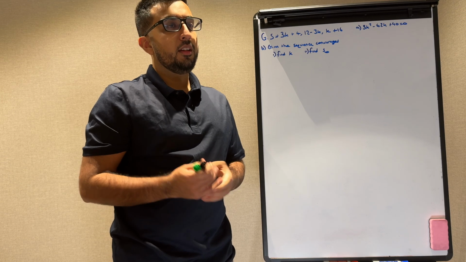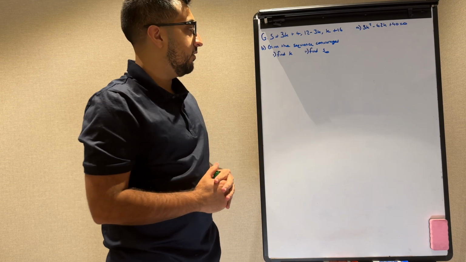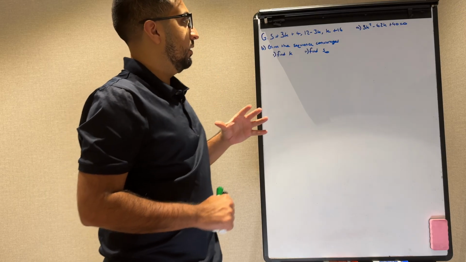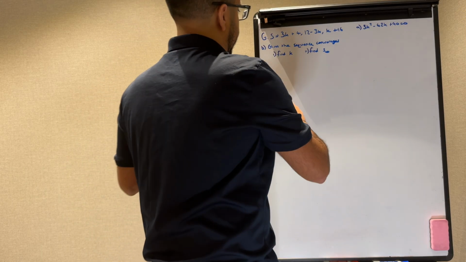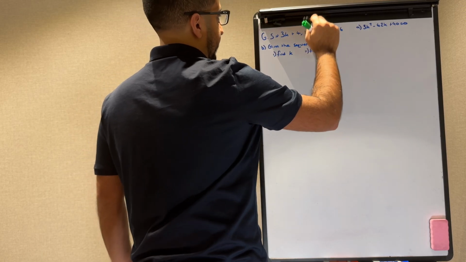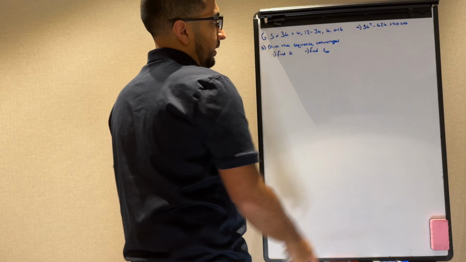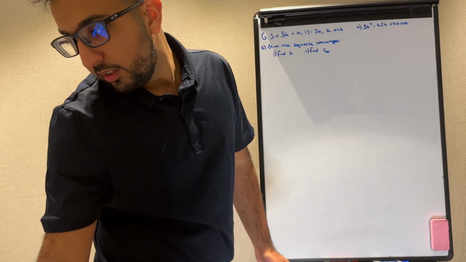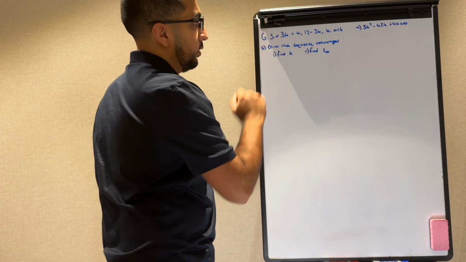A-level maths, we have sequences and series, and we have a geometric sequence. So the sequence goes 3k + 4, 12 - 3k, k + 16. Part A is to show that k satisfies this equation.